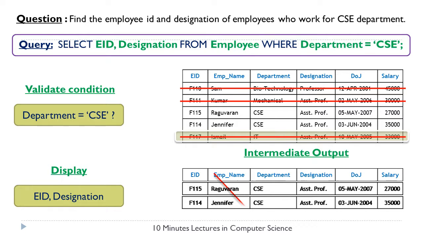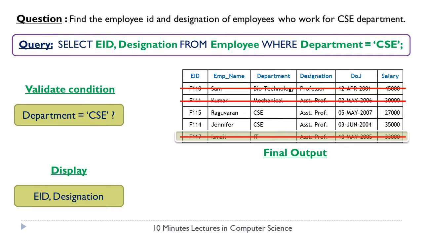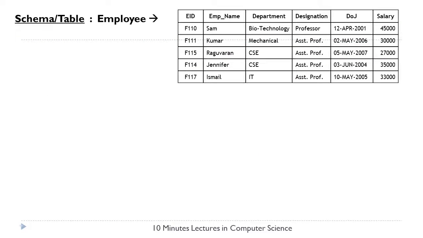Actually, as a final result, we need to display only employee ID and designation. Hence, all the other attributes in the intermediate output are removed. Only the final result consists of EID and designation.